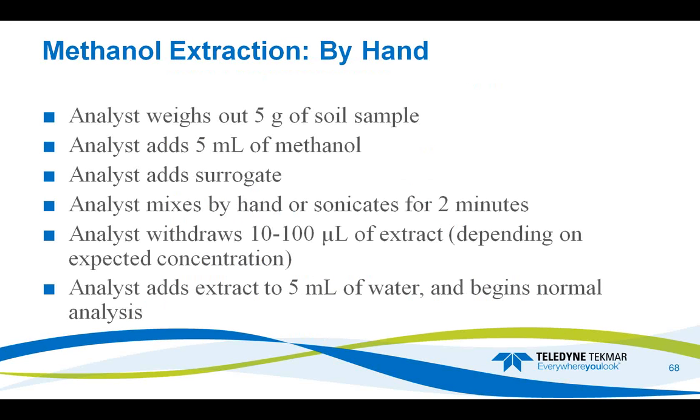Okay, so when doing a typical methanol extraction by hand, the analyst weighs out 5 grams of soil, adds the 5 mils of methanol to that soil, adds surrogates and internal standard at that time, mixes, shakes it for 2 minutes, withdraws anywhere from 10 to 100 microliters of extract, depending on what's necessary, adds it to the 5 mils of water, and then begins normal analysis.